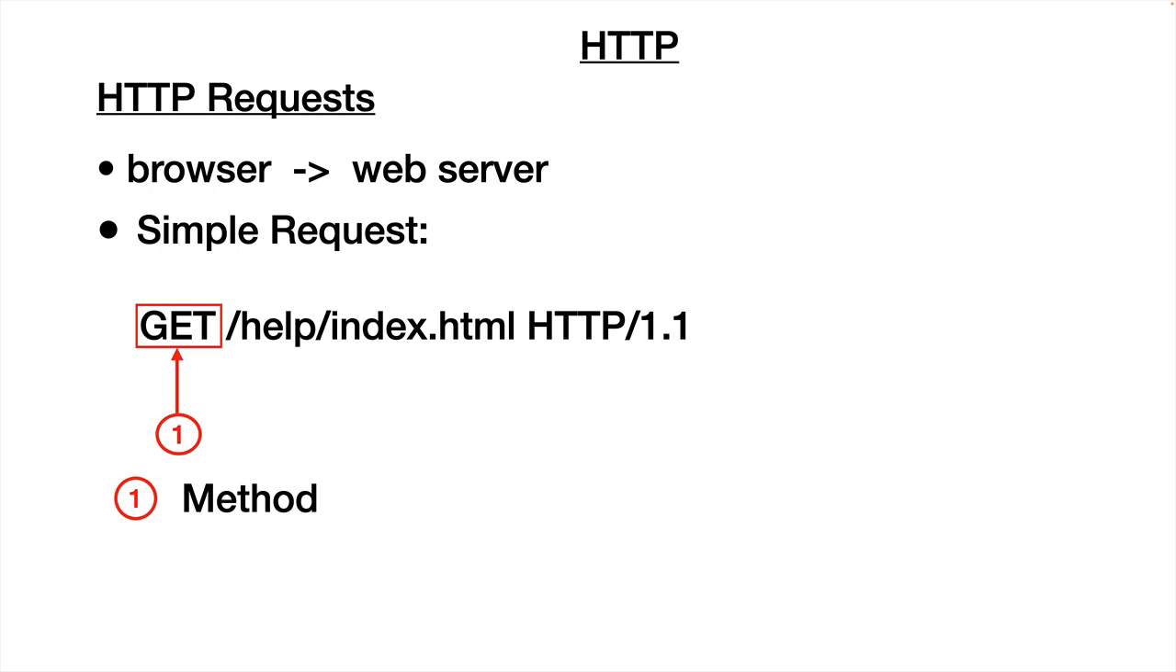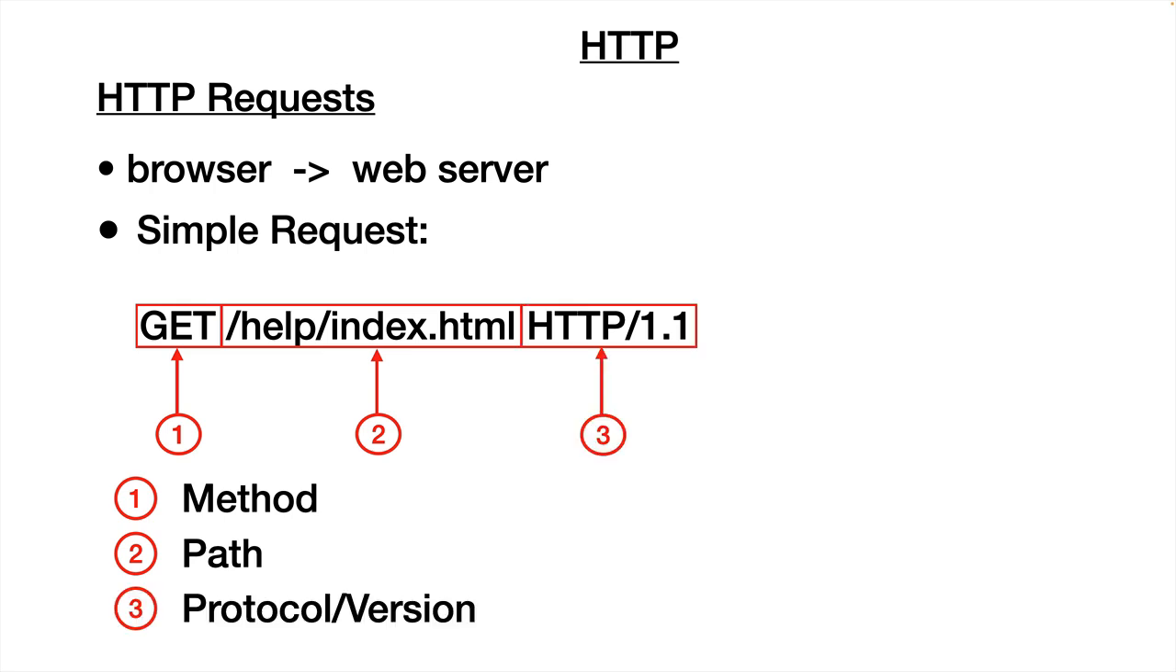The second piece of information we have is referred to as the path. So this is telling the web server process exactly where the file is located on the server the process is running on. And then the last piece of information is the protocol, which of course we're talking about HTTP, slash the version number. So this is using version 1.1 of the HTTP protocol. That's what that's telling the web server.